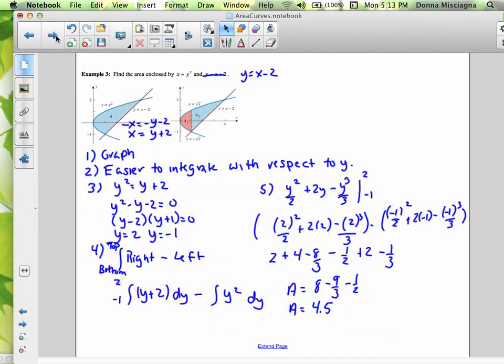All right, here's the next one. All solved out pretty nicely here. I had lots of space, so I put all the steps here.